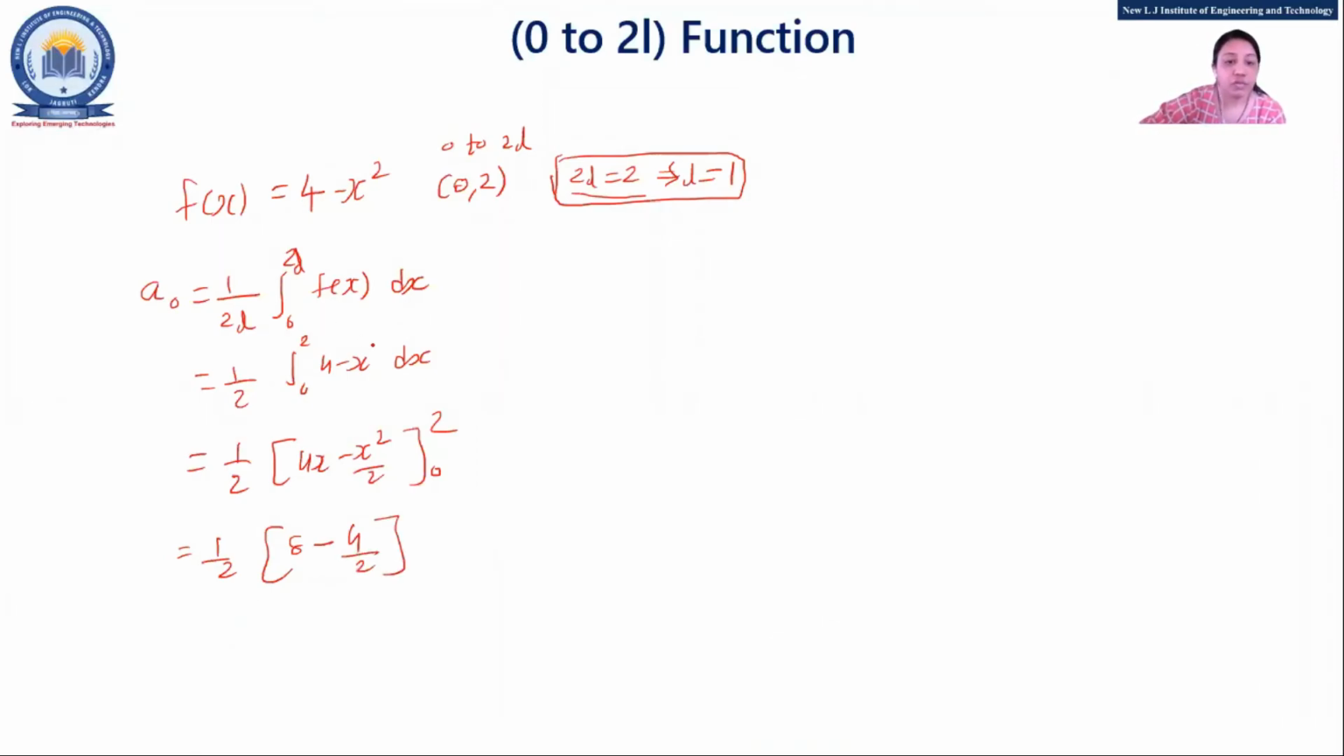Just a minute. Here it is 4 minus x square, so here you are having x cube by 3. Yeah, that was the mistake. So 8 by 3 here.